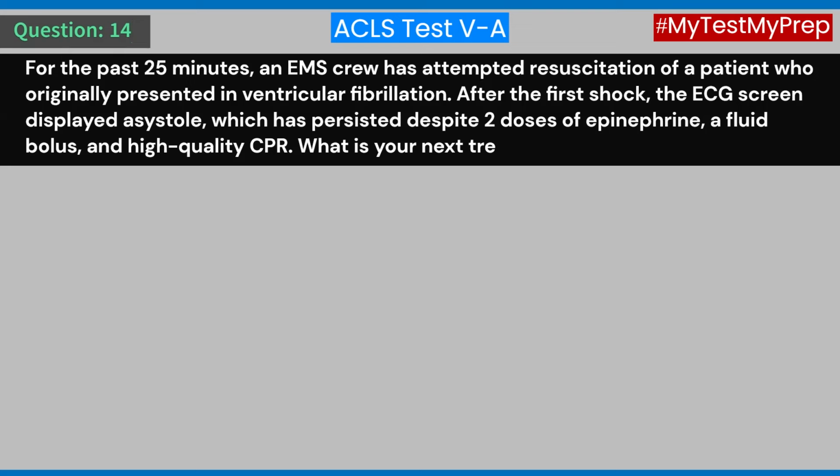After the first shock, the ECG screen displayed asystole, which has persisted despite 2 doses of epinephrine, a fluid bolus, and high-quality CPR. What is your next treatment?